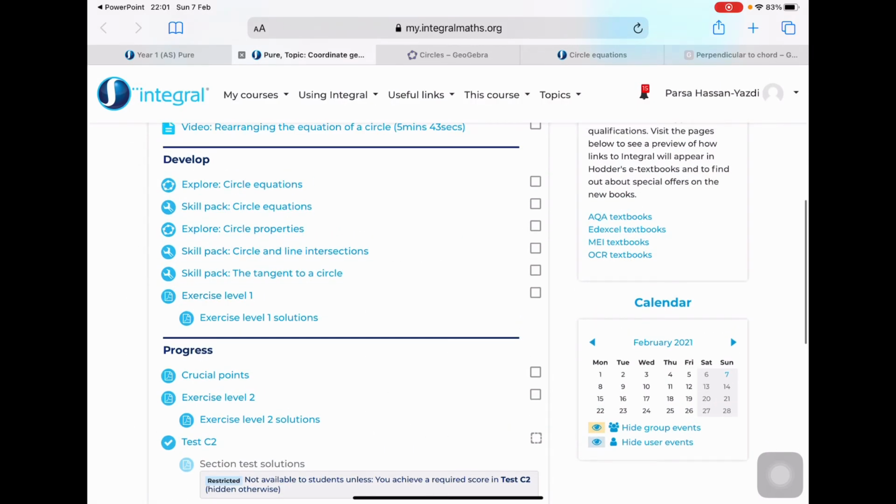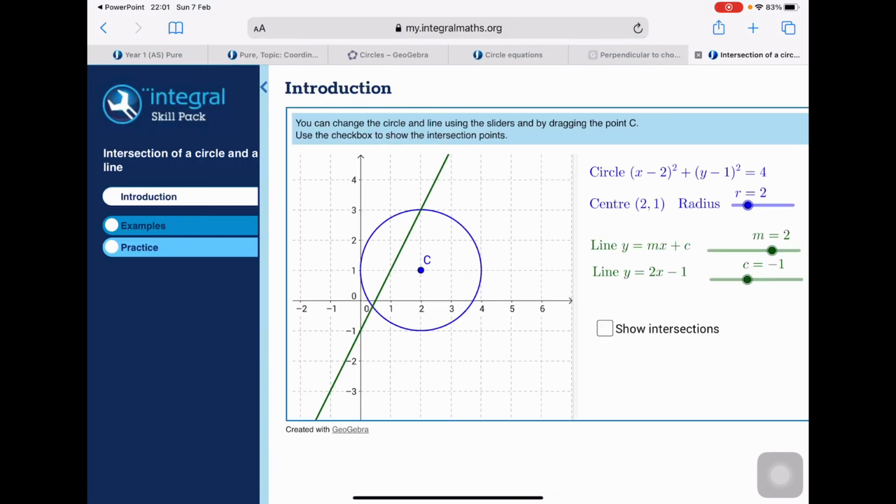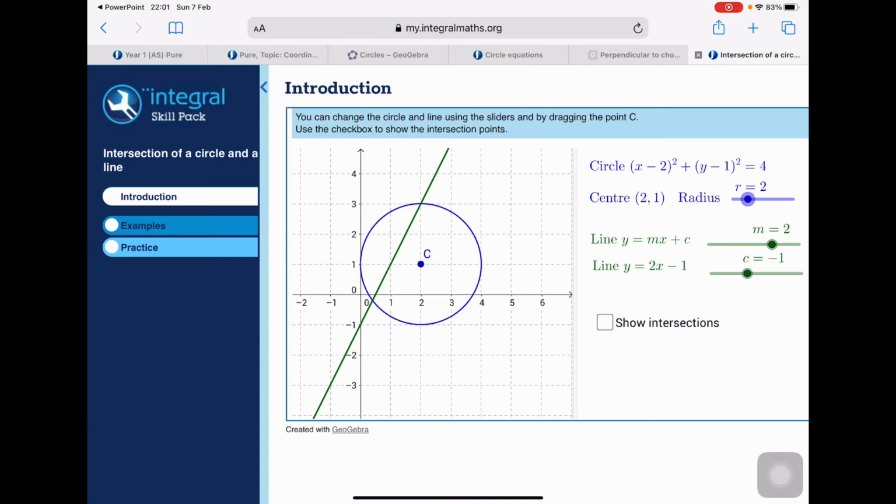So now moving on to the next skill pack. Here we have something which we've looked at already. Actually, sorry, this one is slightly different. So of course we can change the radius, but look what happens when we change the gradient. Now, you would have learned about this before as well.